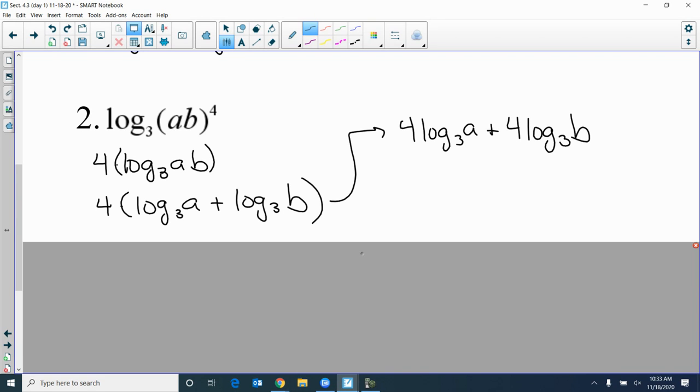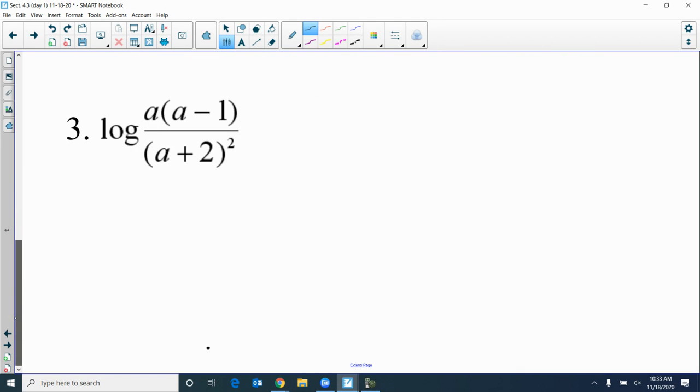Now some of you might have said, well, can I just make this A to the 4th and B to the 4th? That would achieve the same thing. Okay, just depends upon how you go about it. You could have made that A to the 4th, B to the 4th, then split it up. But in the end, you got to have 4 log base 3 of A plus 4 log base 3 of B. All right, copy down that one.